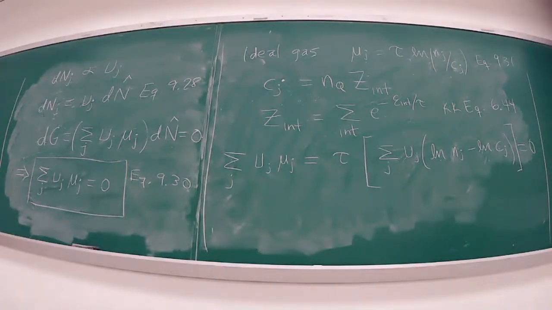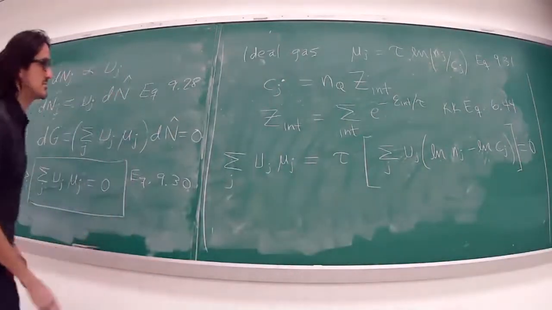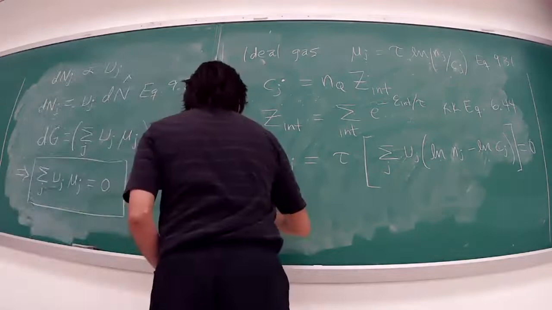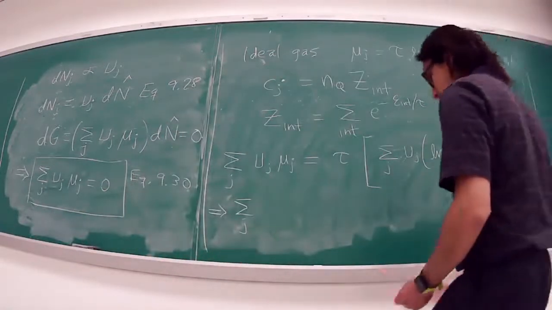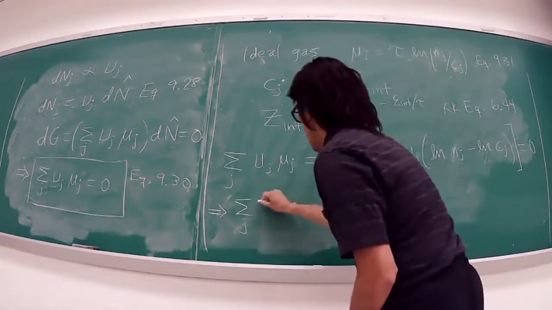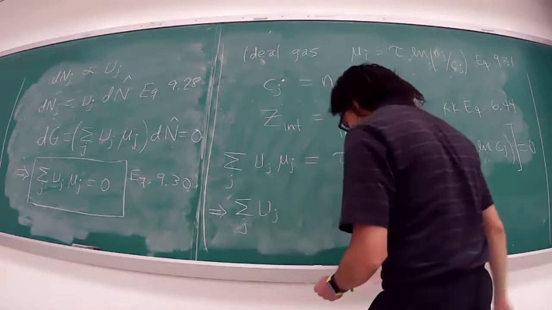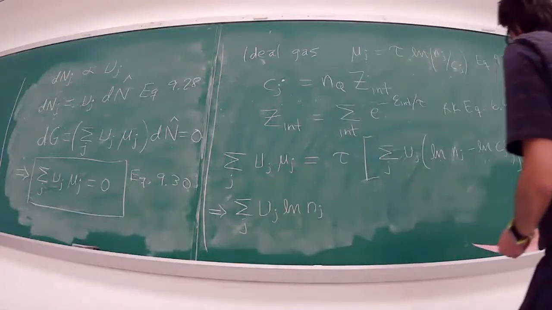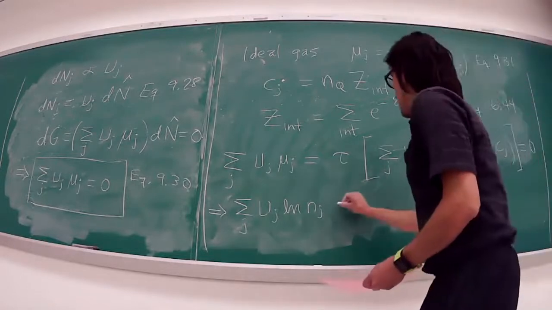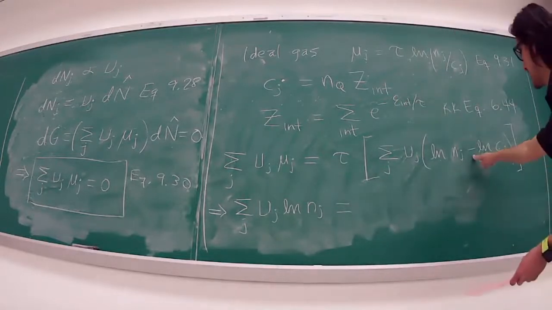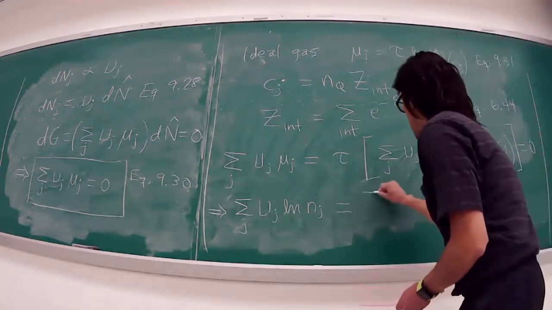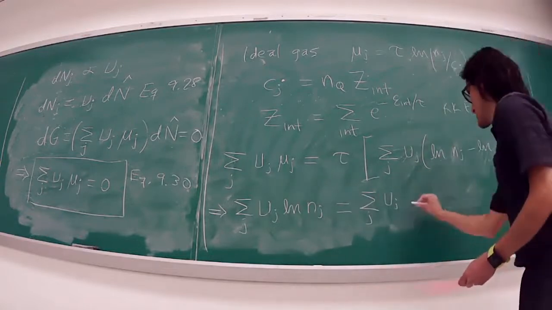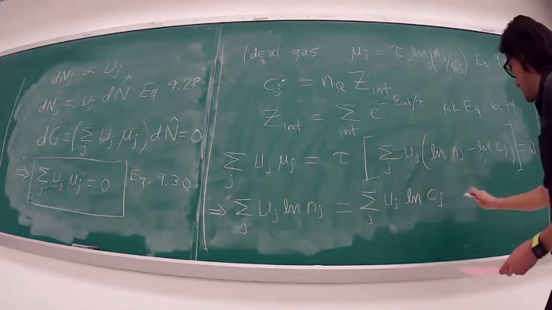So we can continue with the math over here. I don't have too much space, but so sum over all the chemical species, the coefficient, natural log of Nj, that is equal, because we have the zero over here, the negative over here, to the sum over all the chemical species, coefficient, natural log of CJ.